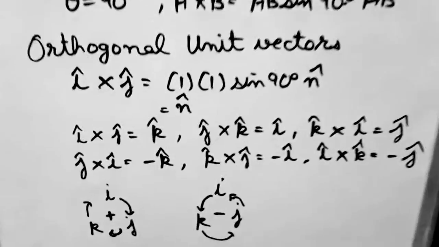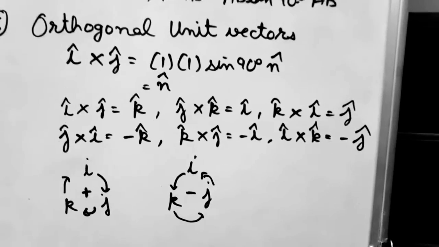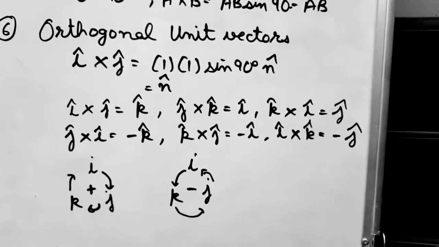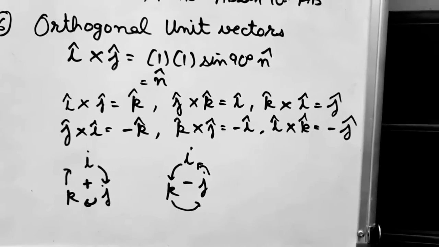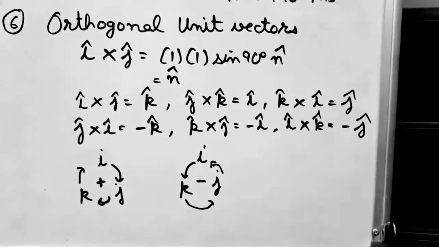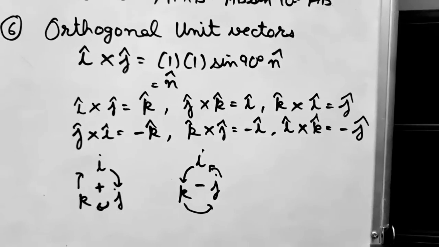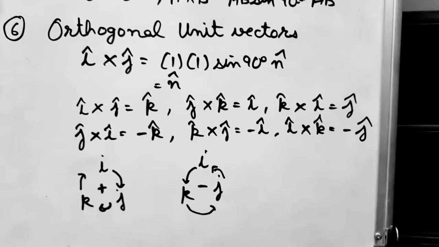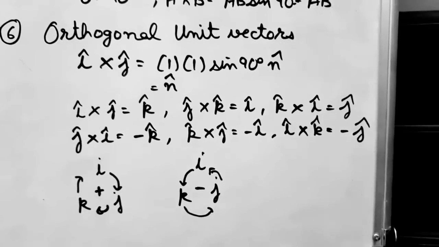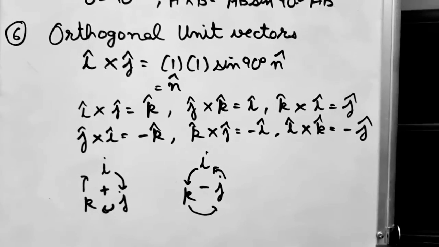Next we have orthogonal unit vectors. Now in this we know that we have three unit vectors, i cap, j cap and k cap. i cap is the unit vector along x-axis, j cap is the unit vector along y-axis and k cap is the unit vector along z-axis.